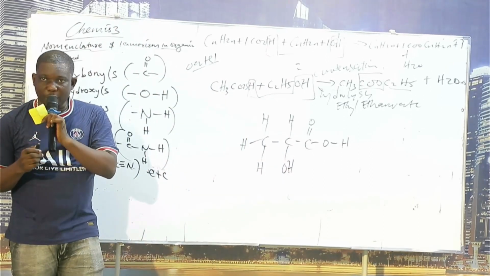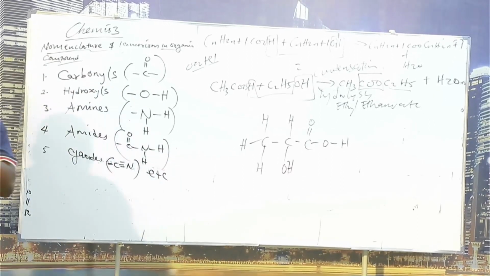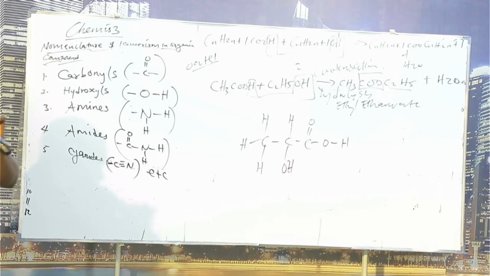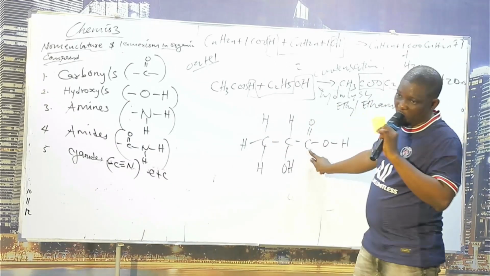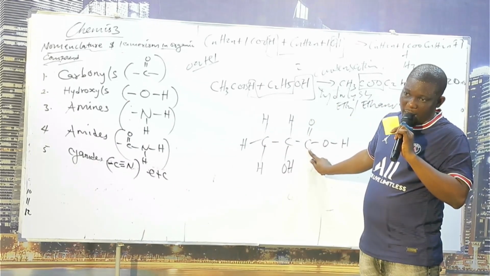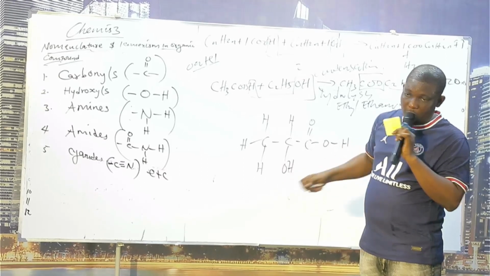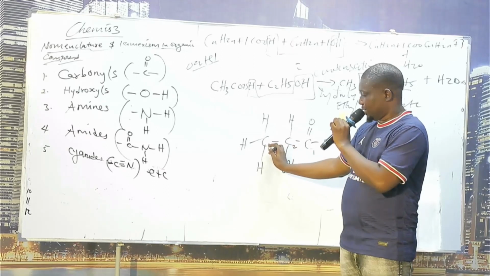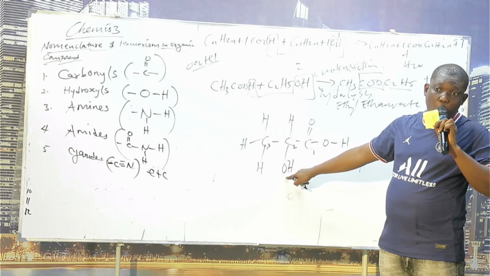The priority should be given to the one that is carbonyl. Which functional group is carbonyl there? That's not C. The carbonyl is this one, C double bond O. Carbonyl takes priority. So you want to get a carbonyl: 1, 2, and 3. You know that this is supposed to be alcohol.